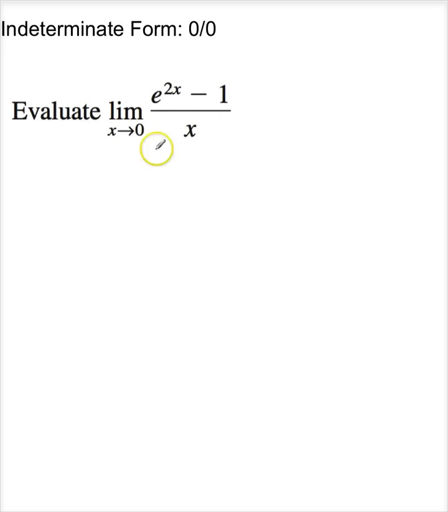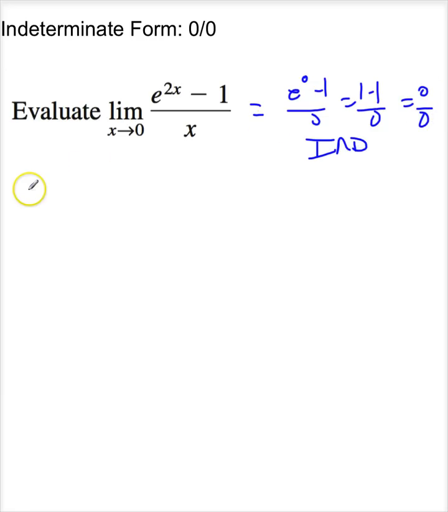So let's look at this one right here. The limit as x goes to 0 of e to the 2x minus 1 over x. We've done this one, but the first thing I'm going to do is plug in. So this is e to the 0 minus 1 over 0, which is 1 minus 1 over 0. It is indeterminate. It is 0 over 0. So I can use L'Hopital.